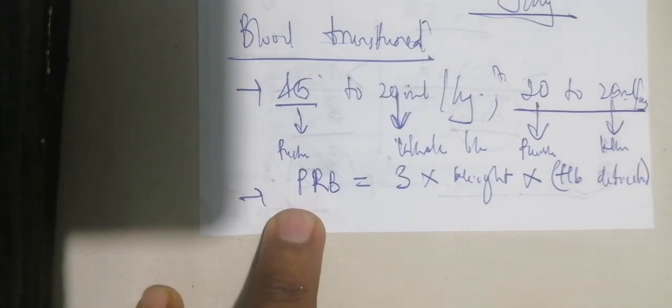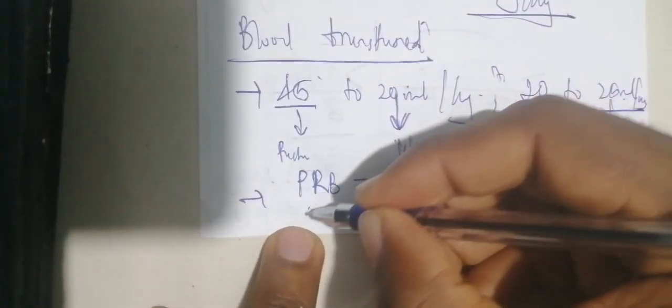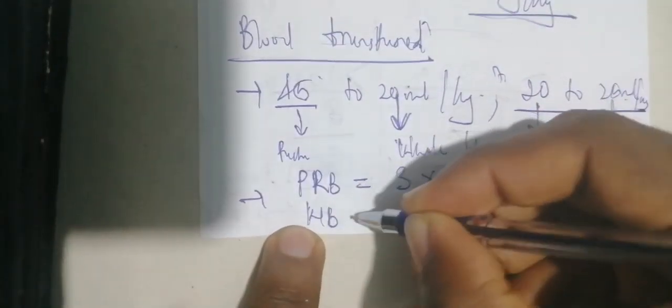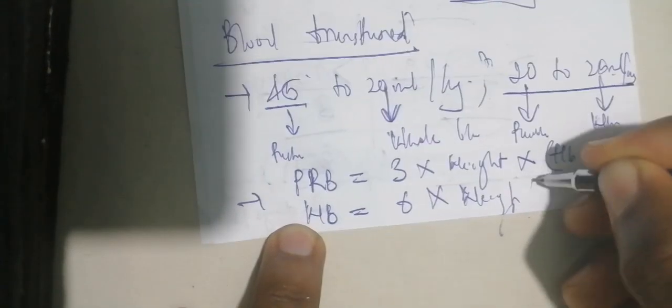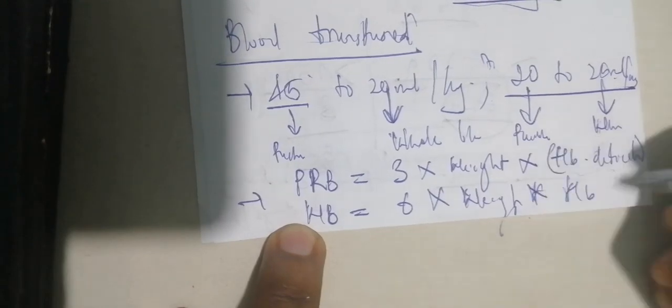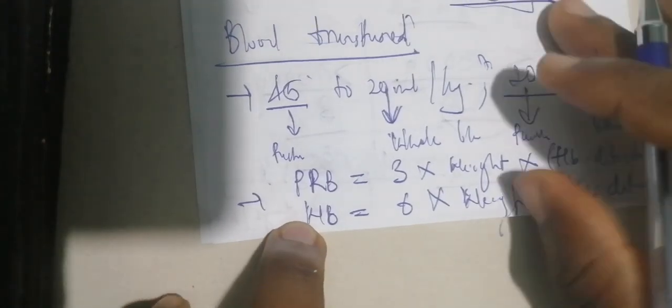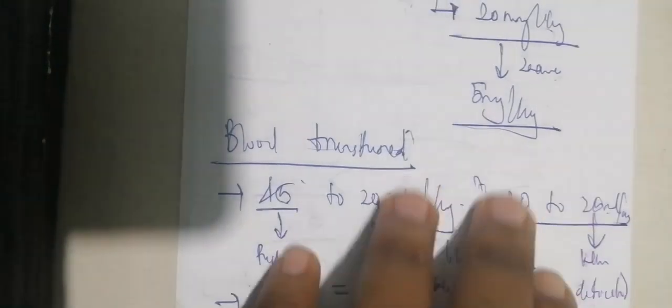Let's say that the child is at 5 grams per deciliter. You want to arrive at 10 grams per deciliter. That is the target, the reference point between moderate and severe anemia. So the HB deficit is 5 grams per deciliter, and you multiply by it. While in the case of whole blood, you instead give 6 times the weight of the child times the HB deficit. Is it clear? So that is how you have to calculate for blood transfusion.